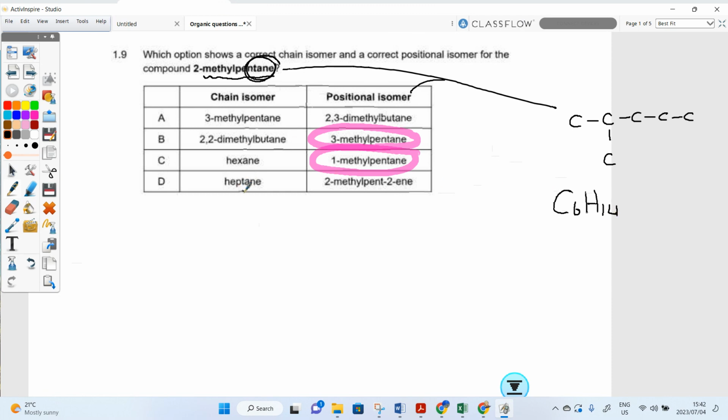So this thing must also have 6 carbons. So we want a chain isomer. So yes, it could be C, hexane, because hexane is C6H14. Then just look at the B as well. 2,2-dimethylbutane. So if we look at that one, could it not also be right?